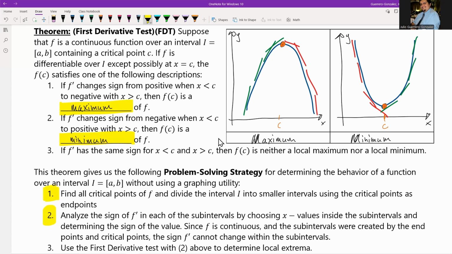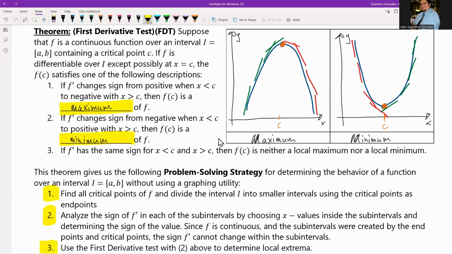Step 2, analyze the sign of f prime in each subinterval. Notice what it says there: analyze the sign of f prime. You don't need to know the value, just that it is positive or negative. You'll see what I mean when I get there. And then after you analyze the sign, you can determine the local extremum. Before your critical value, if it's positive and it goes to negative, you have a maximum, or vice versa, then you have a minimum. You make that determination at the end.